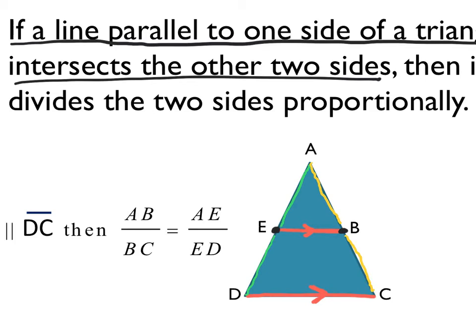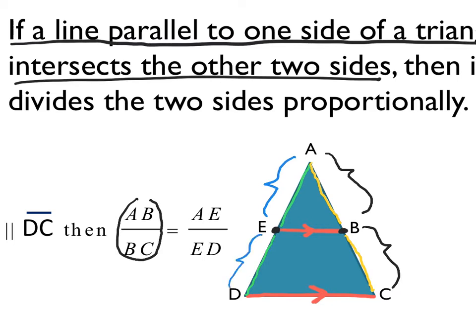It just means that they are broken up proportionally, meaning AB over BC, that is the right-hand side over the right-hand side. We're looking at this piece here. Here is AB. AB over BC, that's this right here, will be equal to AE over ED.